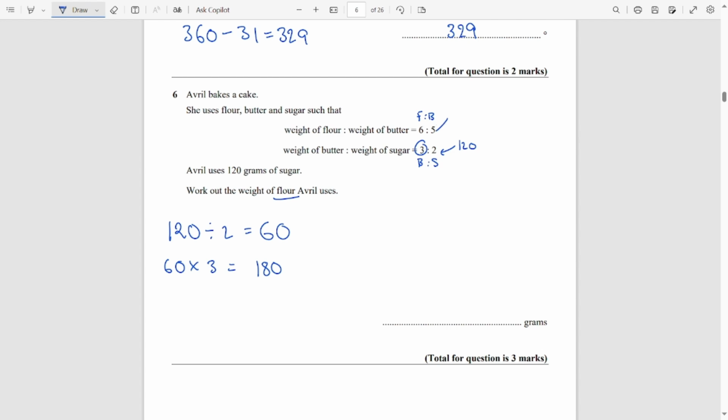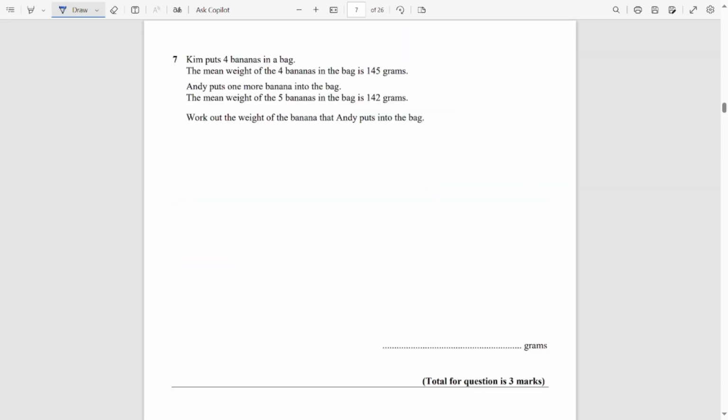So now I have the butter part as being 180, and I can see from the flour to butter ratio, 180 is now 5 parts. So I do 180 divided by 5, and that is 36. And then I am now going to work out how much flour we used. I know that 1 part now is 36, but we use 6 parts of flour. So I do 6 times 36, and that is 216. And we can move on to our next question.